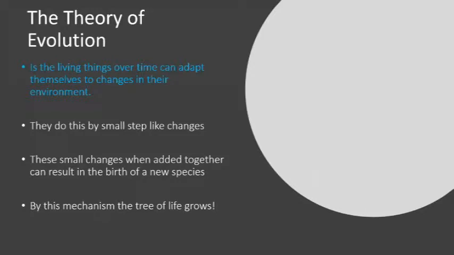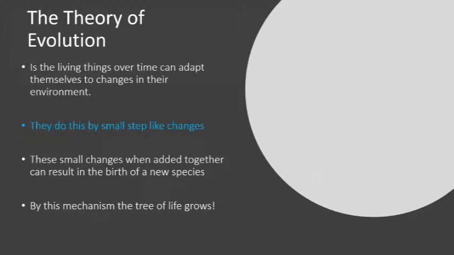Living things over time can adapt themselves to changes in their environment. They do this in small step-like changes, where those changes which are favourable to the animal's survival are more likely to be passed on to the animal's offspring, while those changes which are detrimental to the animal's survival in the long term are eliminated from the creature's gene pool. This component of evolution is known as natural selection, and evolutionists love to remind everyone that this is the non-random component of biological evolution.